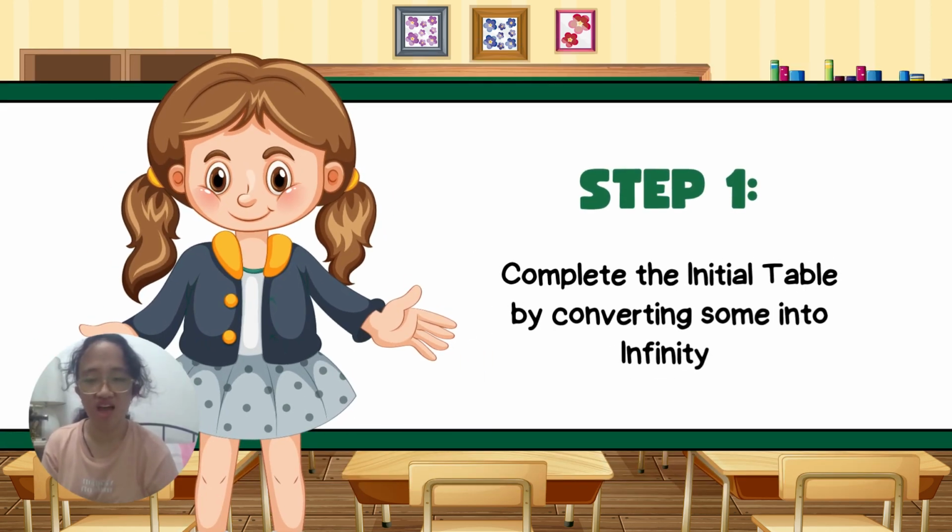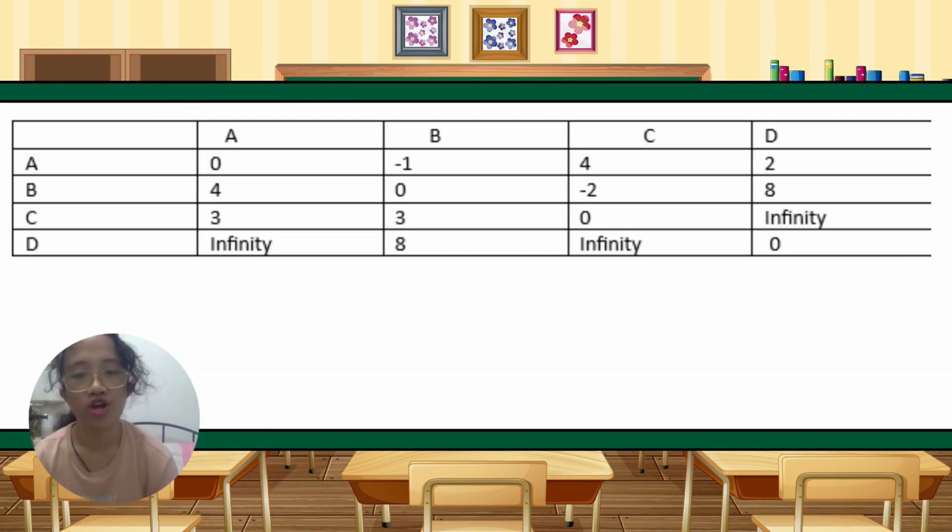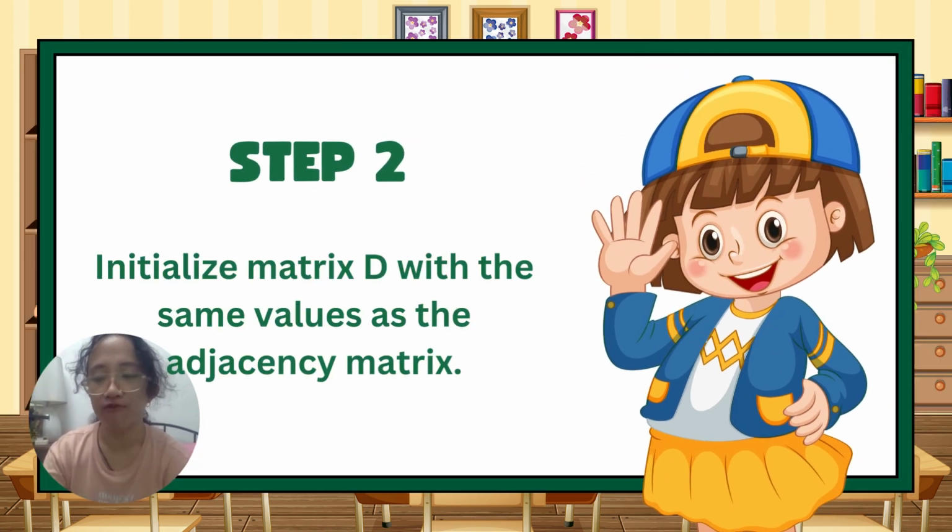So here are the steps in order to find the shortest path of graph A using Floyd Warshall algorithm. Step 1 is complete the initial table by converting sum into infinity. Let us always remember that in this adjacency matrix, the value of infinity represents that there is no direct edge between the corresponding vertices. Now, let us apply the Floyd Warshall algorithm to find the shortest path between all pairs of vertices.